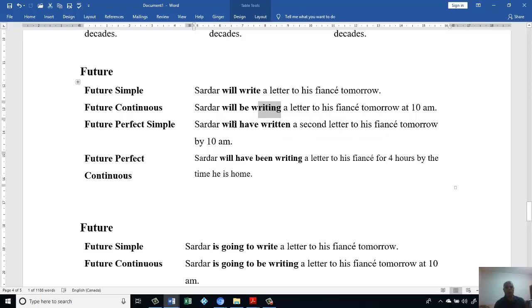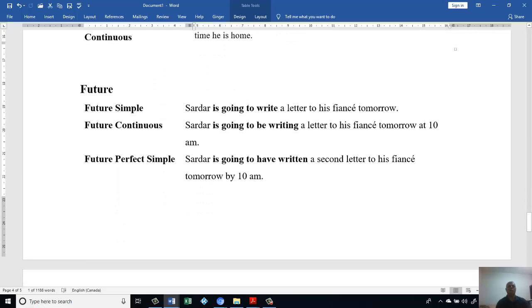Then we go to the third one. When we make it future perfect simple, we have to have will, then have, and here is the past participle of write, written. Then we have to make it future perfect continuous. We have will, then have been as a perfect, then writing, which is a gerund, then we say future perfect continuous. Let's look at another sentences. We could have more idea.